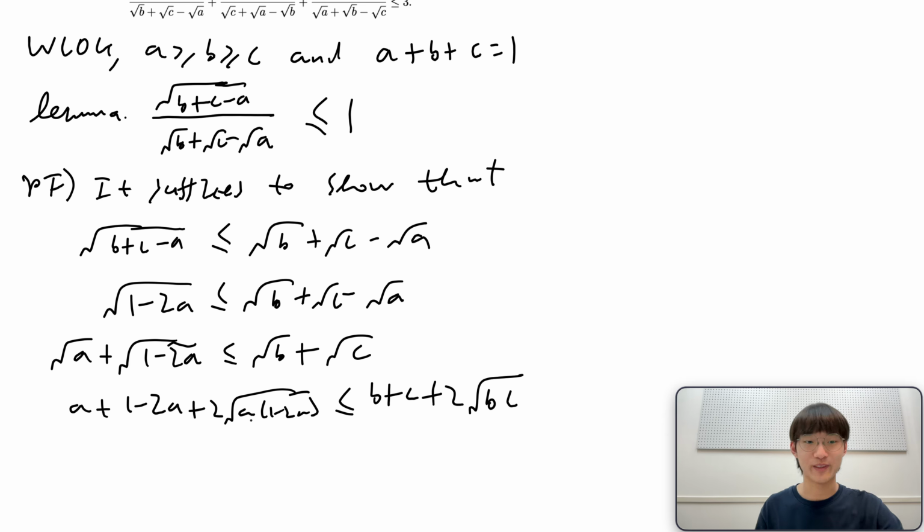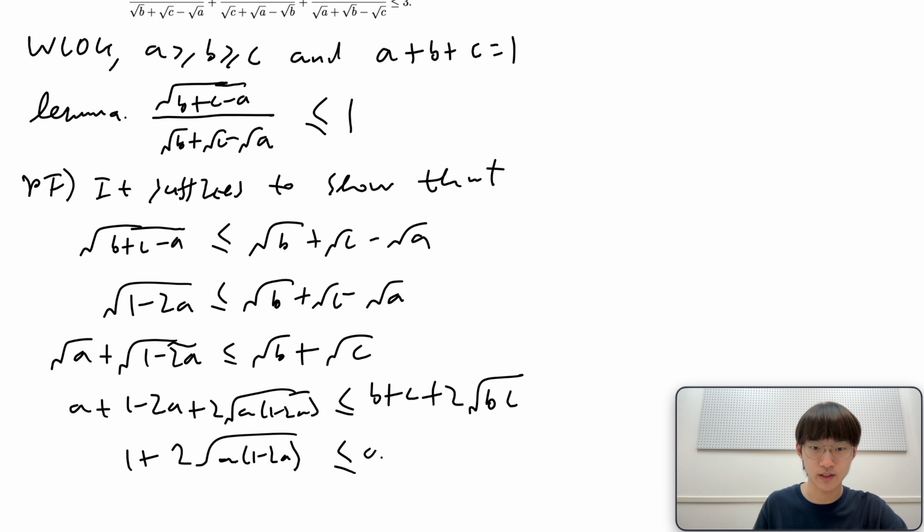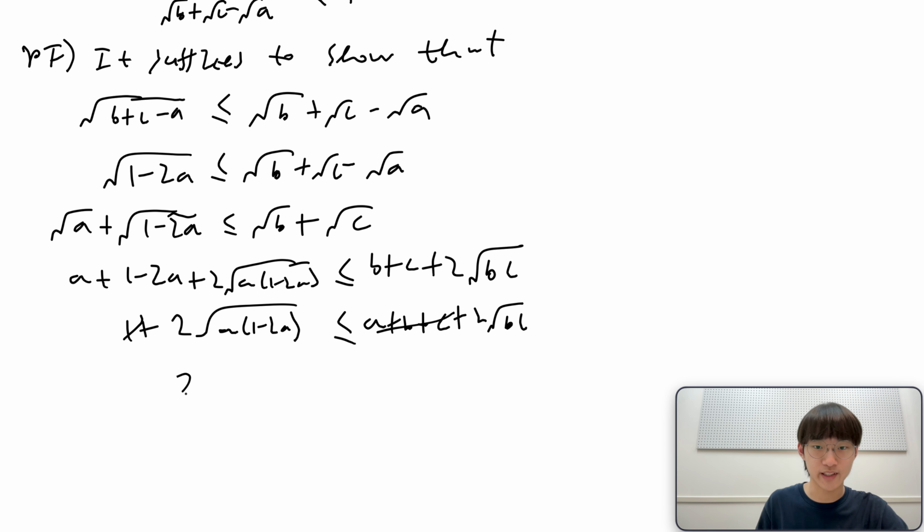Now this is very pretty because let's simplify this. Root a times root of 1 minus 2a is less than or equal to, let's move a here, so a plus b plus c plus 2 times root bc. Now because we said a plus b plus c equals 1, we can cancel these terms. So in other words, it suffices to show, let's cancel 2 too, and let's square them. So it suffices to show that this is true.